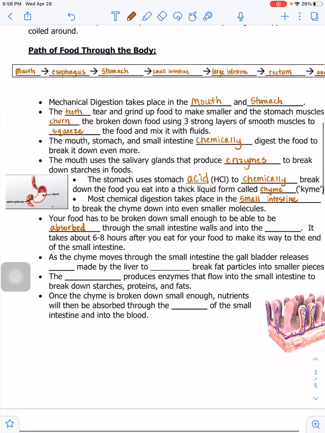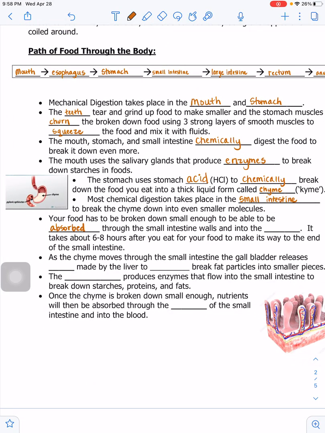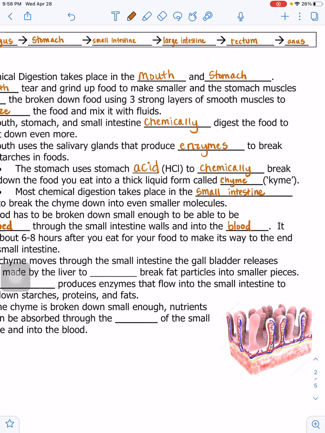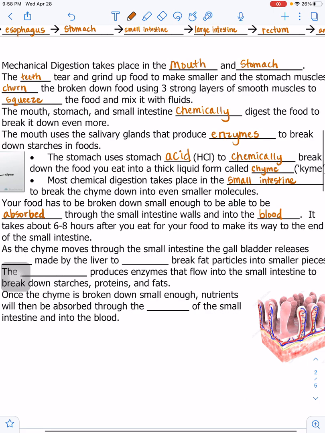And it's going to be absorbed through the small intestine walls and into, think about what takes the nutrients to all the cells. It's going to get into the blood. So at this point, it takes about 6 to 8 hours after you eat your food to make its way to the end of the small intestine.